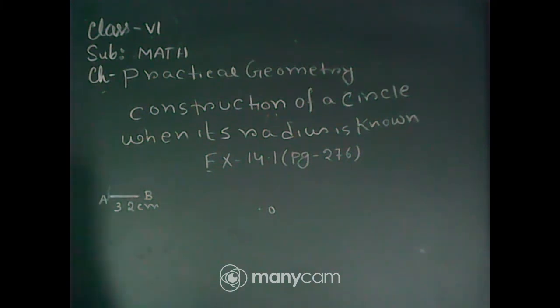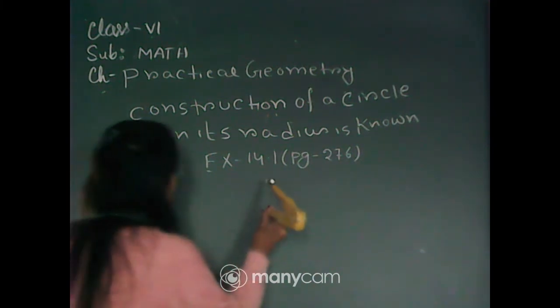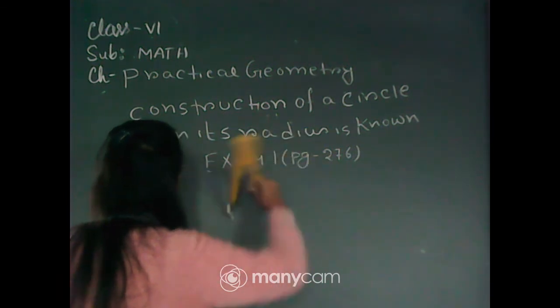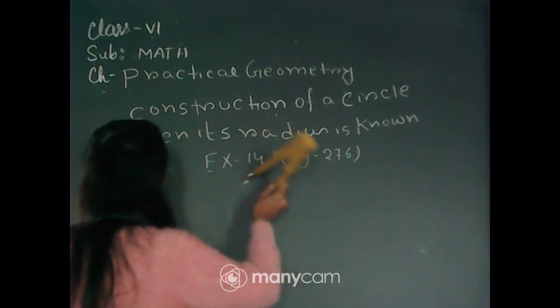Now place the pointer of compasses on O and turn the compasses slowly to draw the circle.